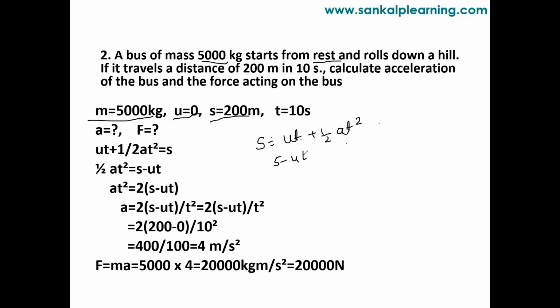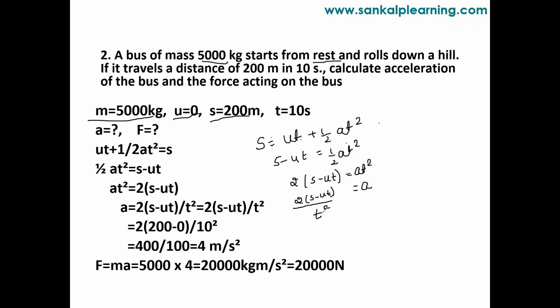If ut comes to the other side, it becomes S minus ut is equal to 1 by 2 at square. Now this 2 I can multiply here. It becomes 2 into bracket, S minus u into t, is equal to a into t square. What we require is acceleration. Therefore, a is equal to 2 into bracket, S minus u into t, divided by t square. So 2 keep as it is.